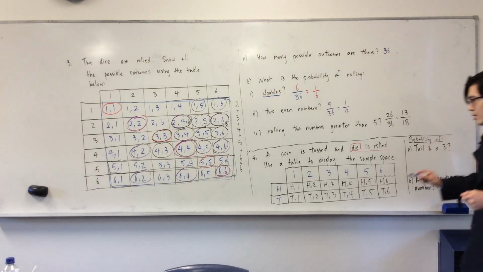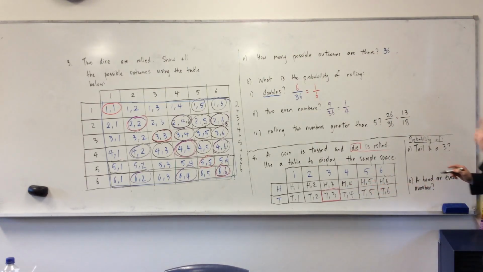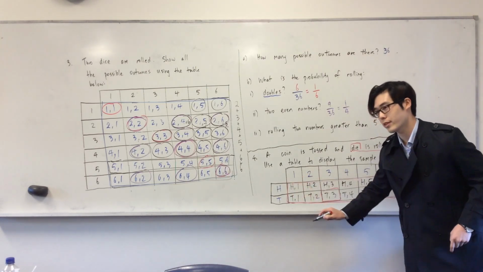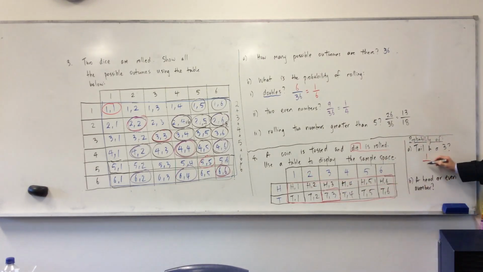Does that make sense? Yeah. 2 out of 12? No. It's only one. 1 out of all of these outcomes. There are 12 of them. Yeah, 1, 2, 3, 4, 5, 6, 7, 8, 9, 10, 11, 12. So that's 1 out of 12.